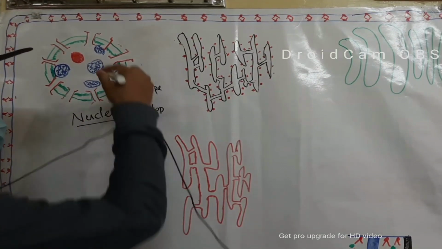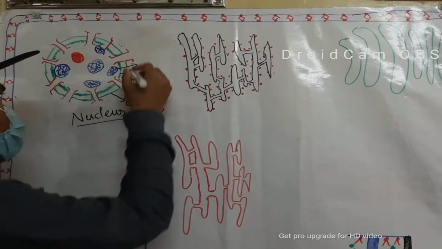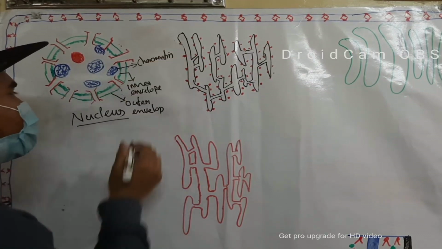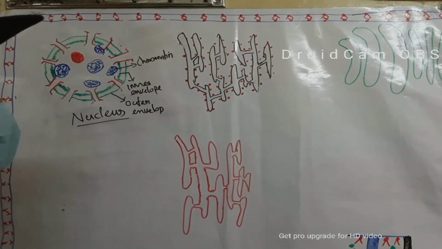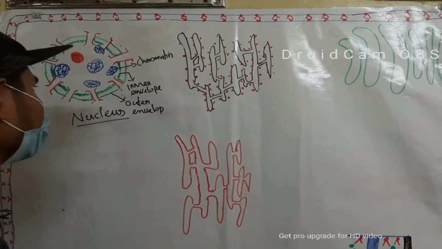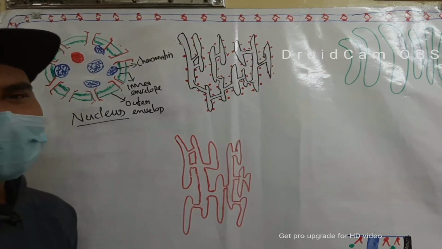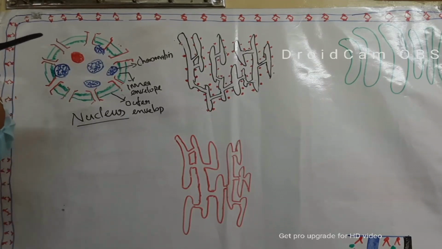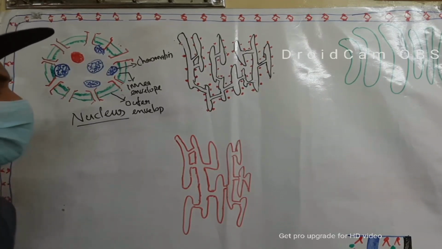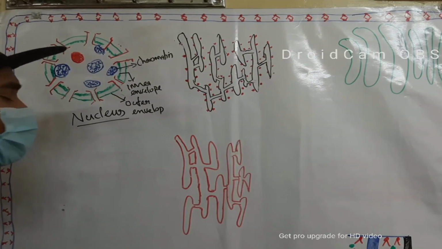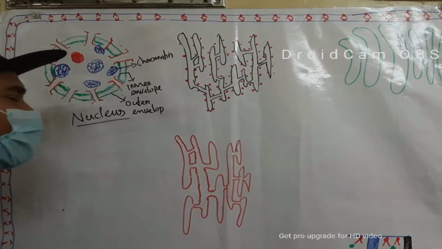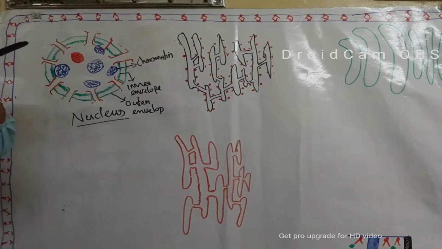These blue structures are known as the chromatin. They are of two types: heterochromatin and euchromatin. The heterochromatin is transcriptionally inactive and very densely packed, whereas the euchromatin is transcriptionally active and very loosely packed. The euchromatin is usually located in the center of the nucleus, whereas the heterochromatin is usually located towards the inner envelope, that is, the periphery of the nucleus.